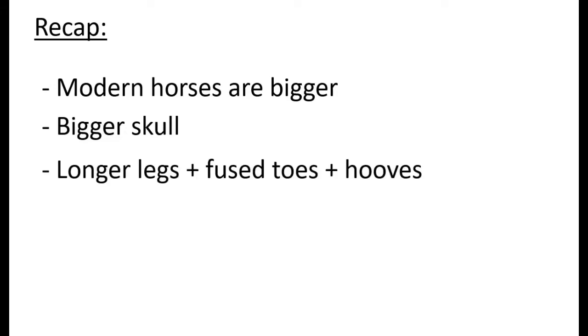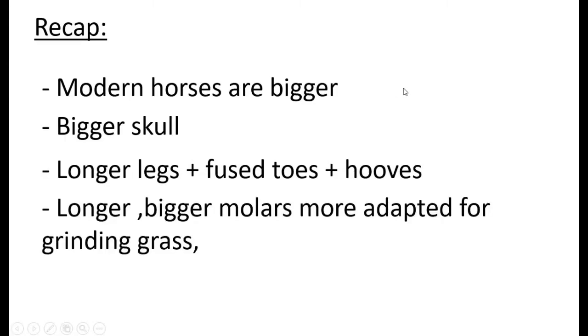Let's recap the 4 key points. First thing, modern horses are bigger. Second thing, they have bigger skulls. If we talk about the legs, they're longer, toes are fused, and there is the presence of hooves. And last thing, concerning the teeth, they're longer, they're bigger molars, which are more adapted for grinding grass.